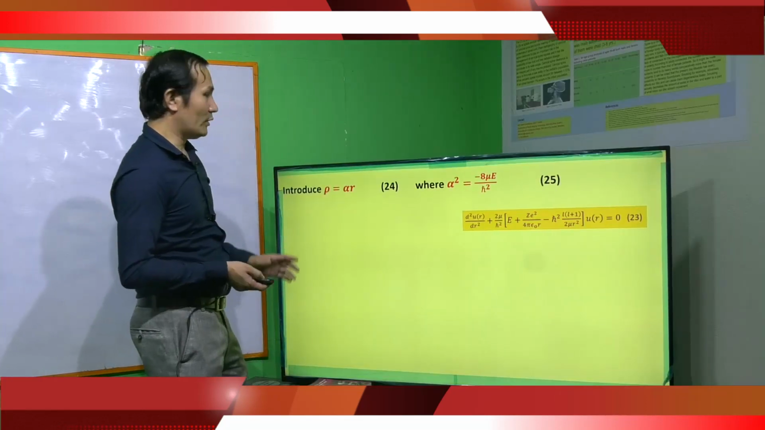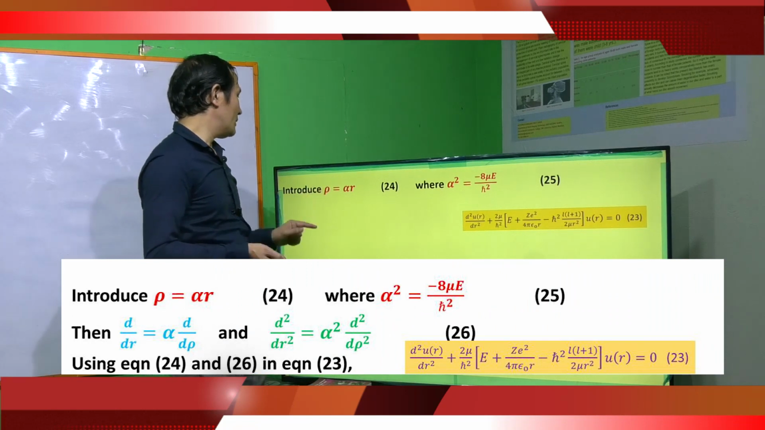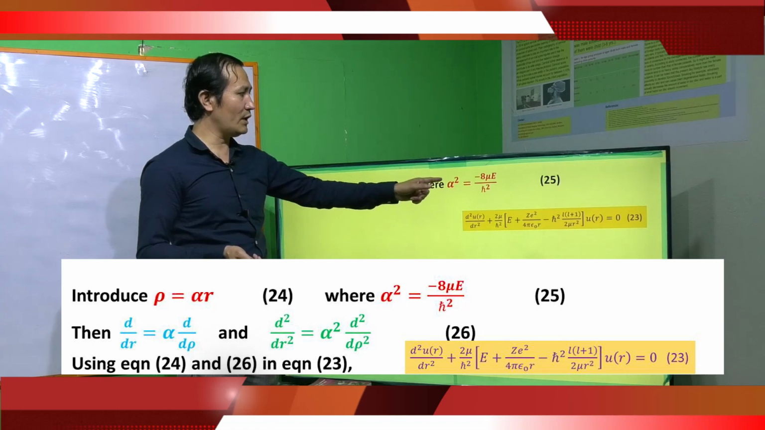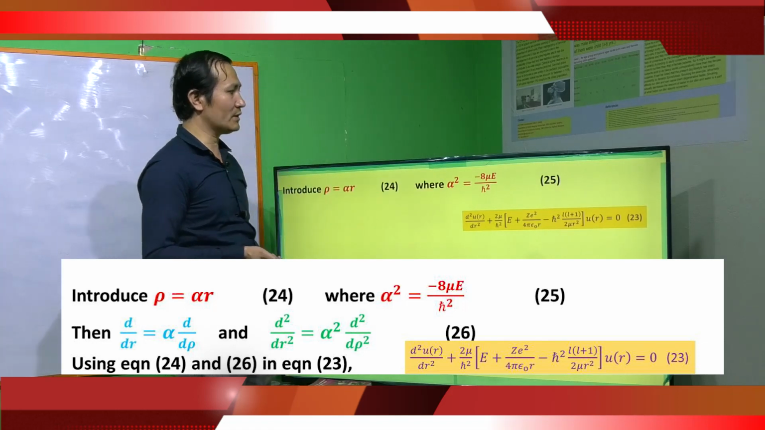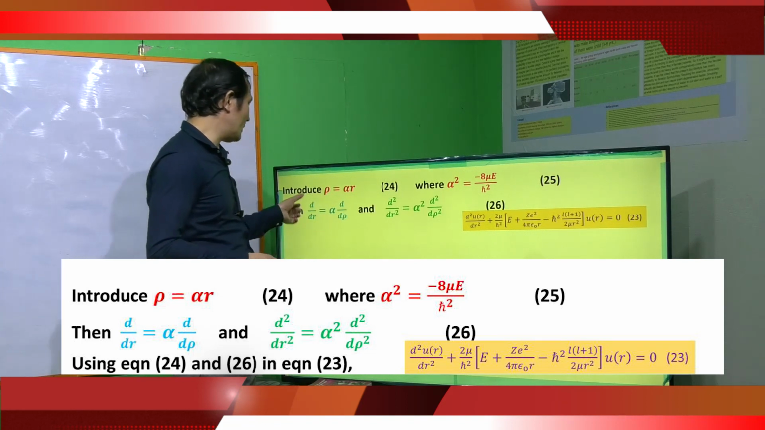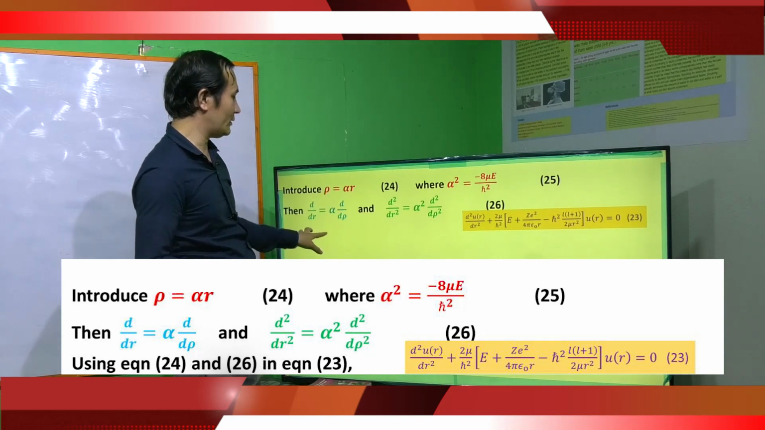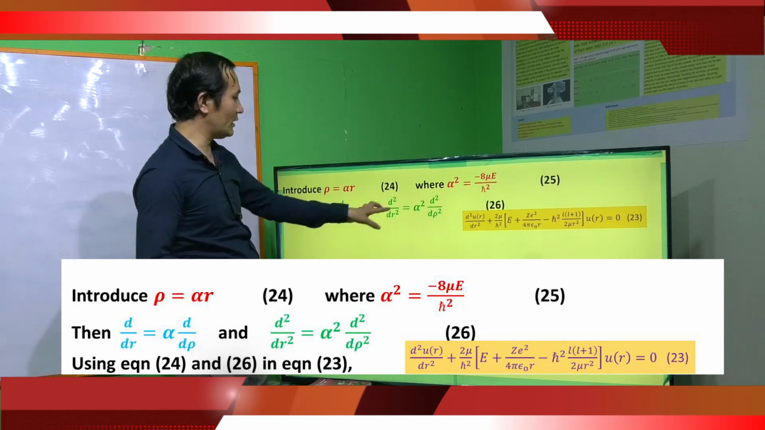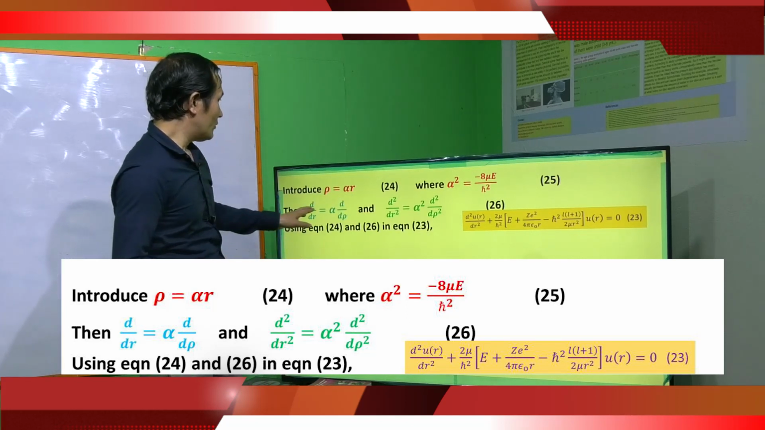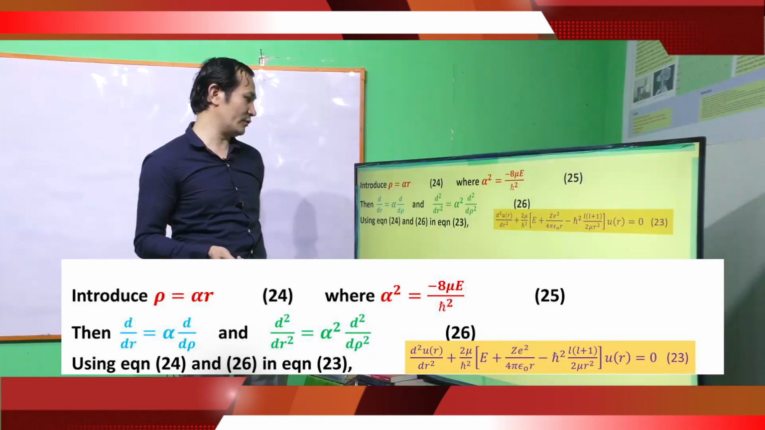Now we are going to introduce these parameters. Rho is equal to alpha times r, where alpha square is equal to minus 8 times mu E by h bar squared. Then you find this derivative d by dr, it will be equal to alpha times d by d rho. Straight away you can get it. Again you do it second order, then you get this equation. So we are going to use equations 24 and 26 in equation 23.